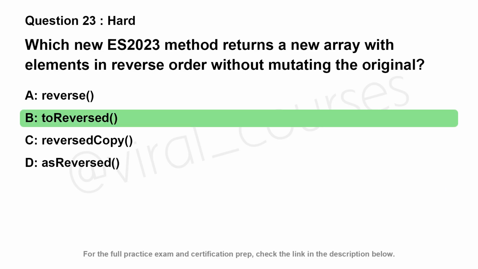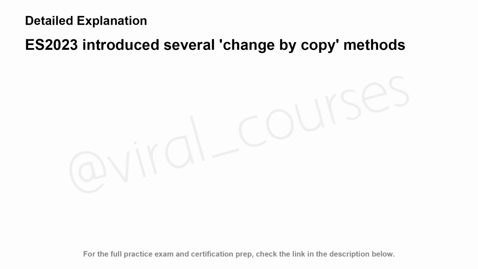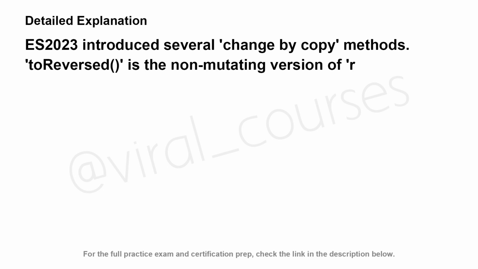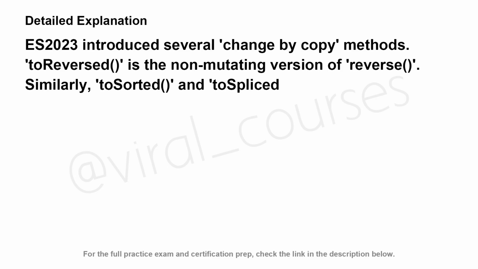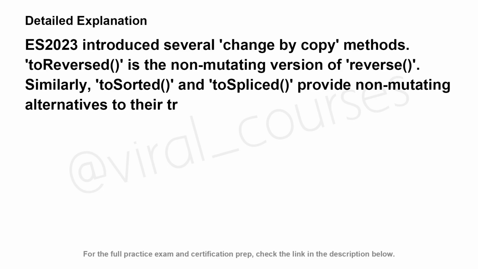The correct answer is B. ES2023 introduced several change-by-copy methods. toReversed is the non-mutating version of reverse. Similarly, toSorted and toSpliced provide non-mutating alternatives to their traditional counterparts.